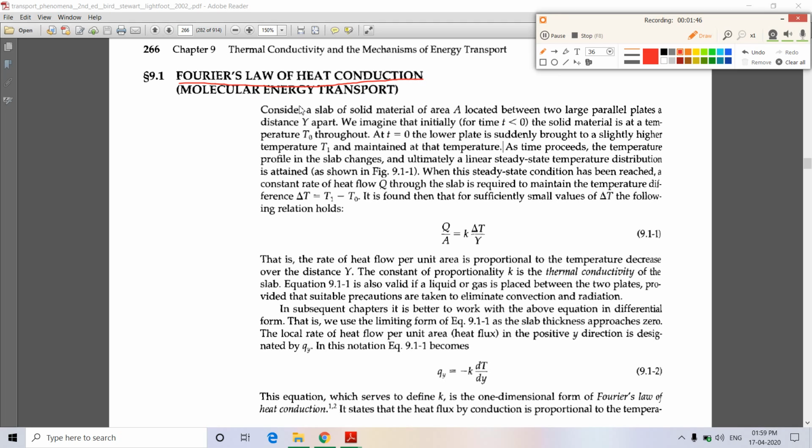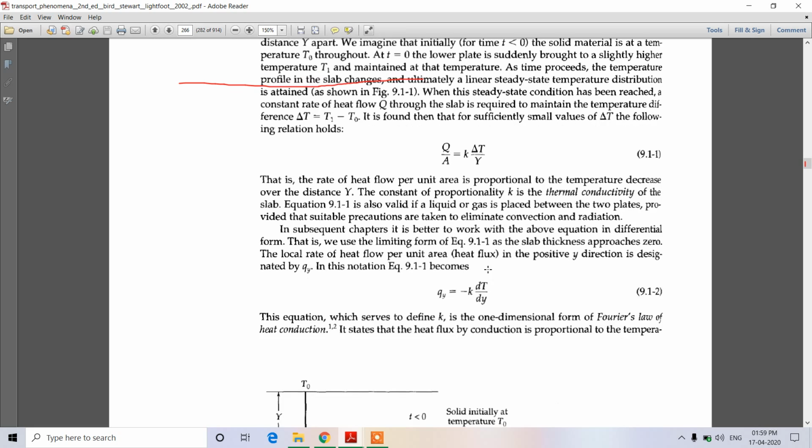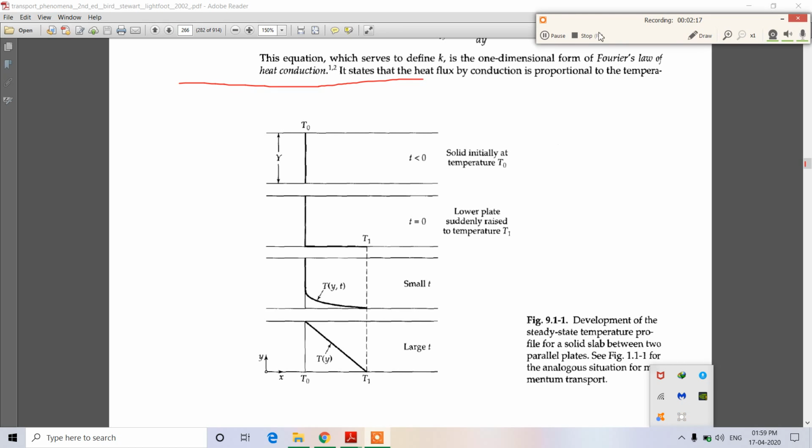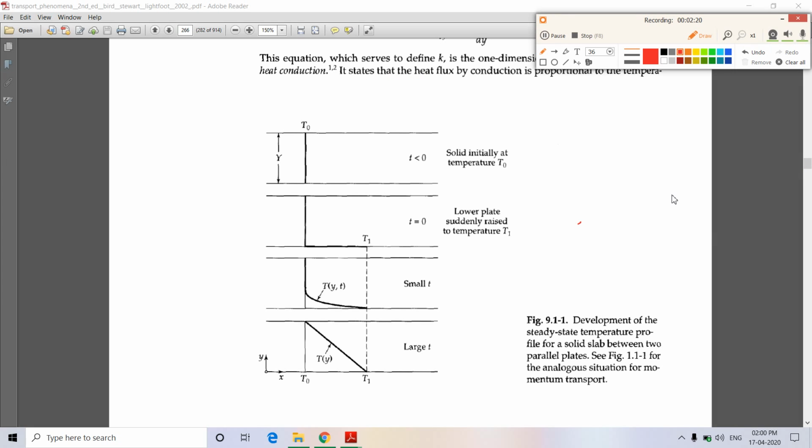So from here, consider a slab of solid material of area A located between two large parallel plates at distance y apart. It looks similar to our first chapter, in which we already saw this figure. It looks like Newton's flow pattern.